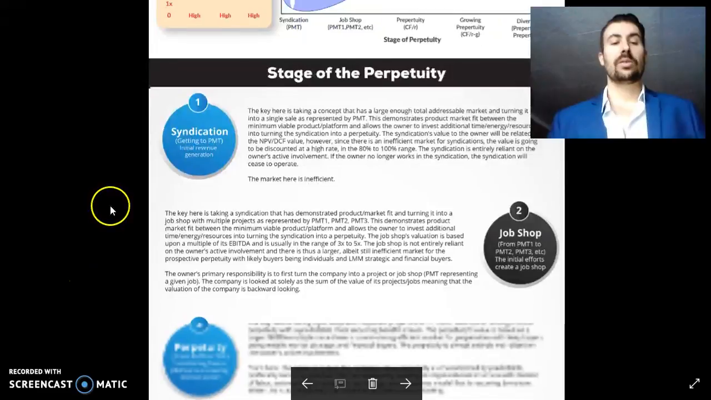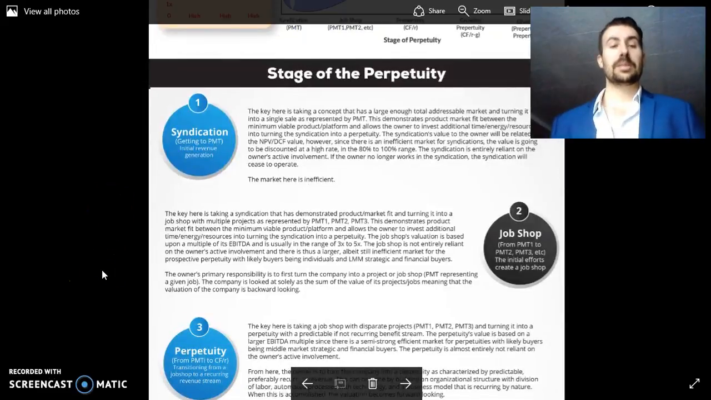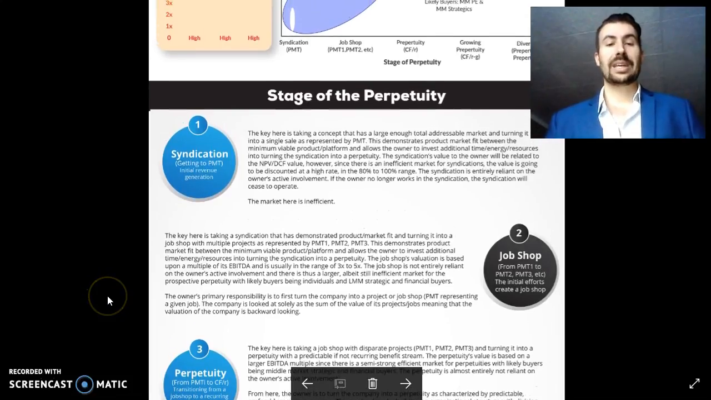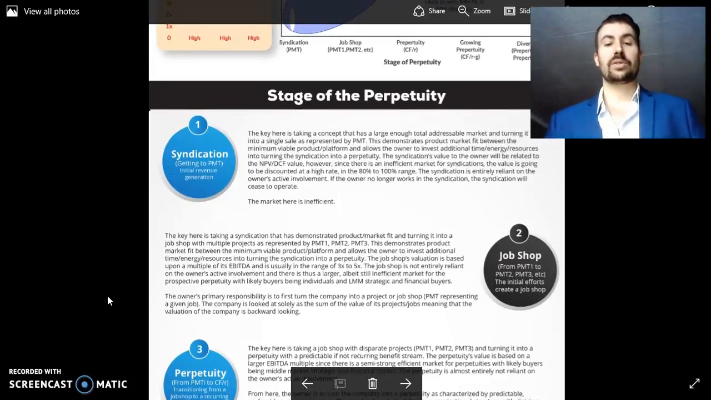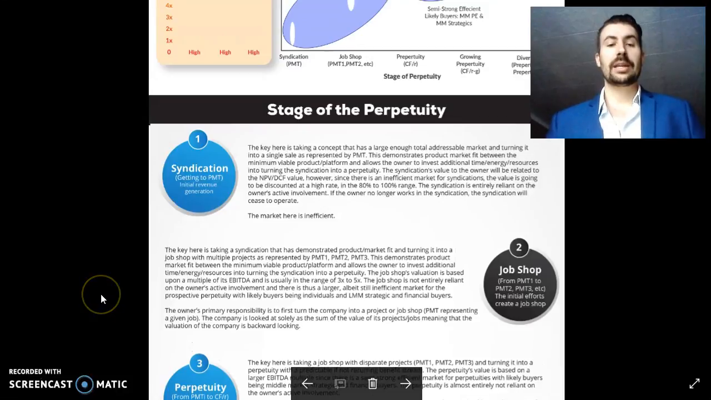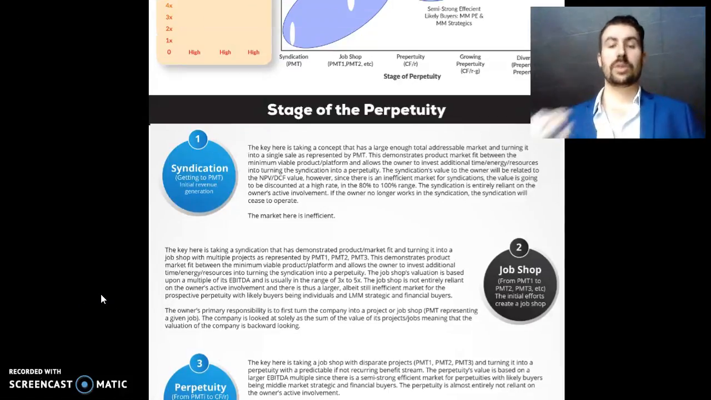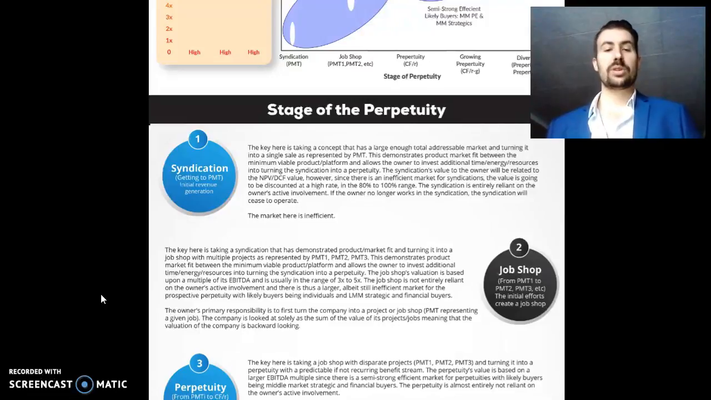Number one, syndication. Getting to PMT, our first payment, and initial revenue generation is the focus. The key here is taking a concept that has a large enough total addressable market and turning it into a single sale as represented by PMT. This demonstrates product market fit between the minimum viable product or platform and allows the owner to invest additional time, energy, and resources into turning the syndication ultimately into a perpetuity.